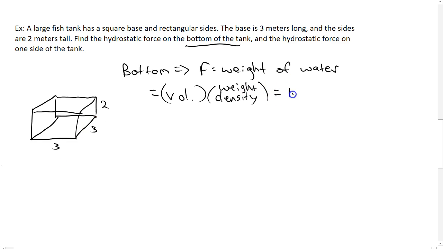What's the volume? 3 times 3 times 2 is 18, and these are meters cubed. And then times the weight density of water, which is 9,800 newtons per meter cubed. And we end up with some number, I think I get 176,400 newtons. Okay, so fine. No trouble there, right? We didn't even have to do anything with pressure.